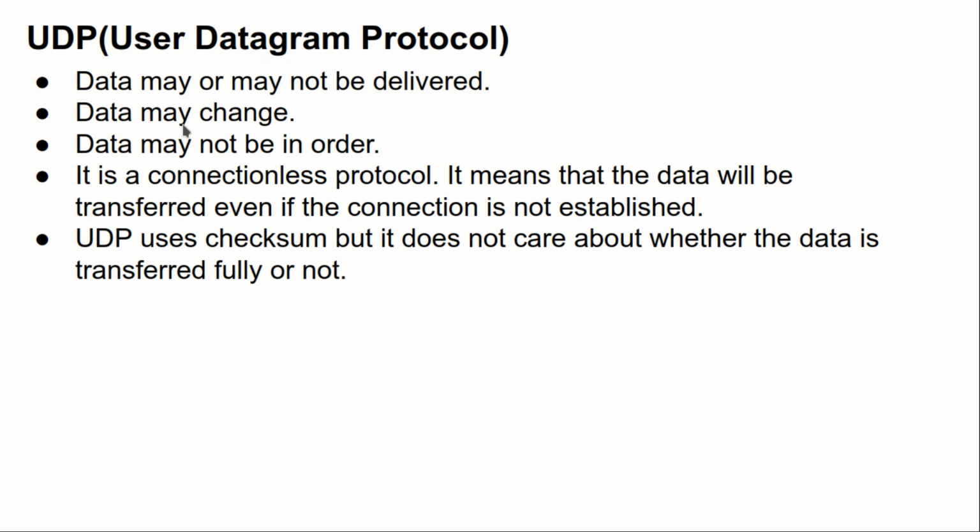Data may change. This is the downside of UDP. Data may not be in order; it may be in imperfect order. It's a connectionless protocol. It means that the data will be transferred even if the connection is not established, because it does not care about the data reaching the destination 100%. So it will not care. It will send the data before the connection is established.